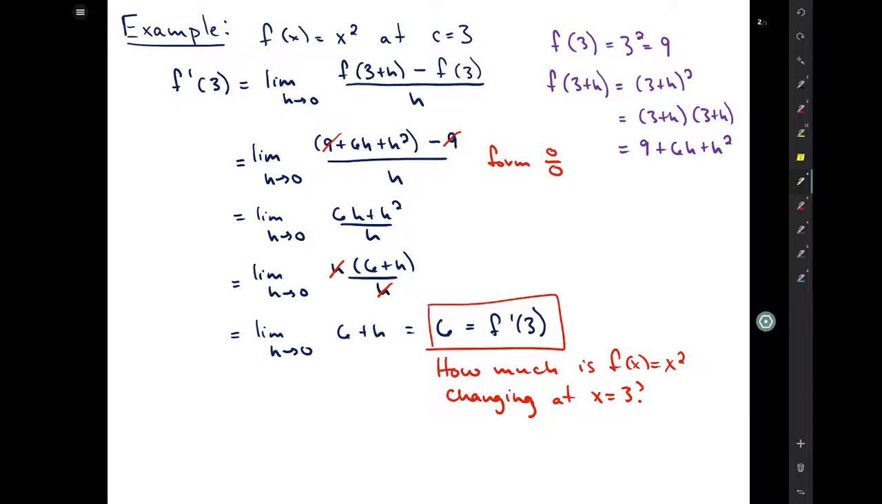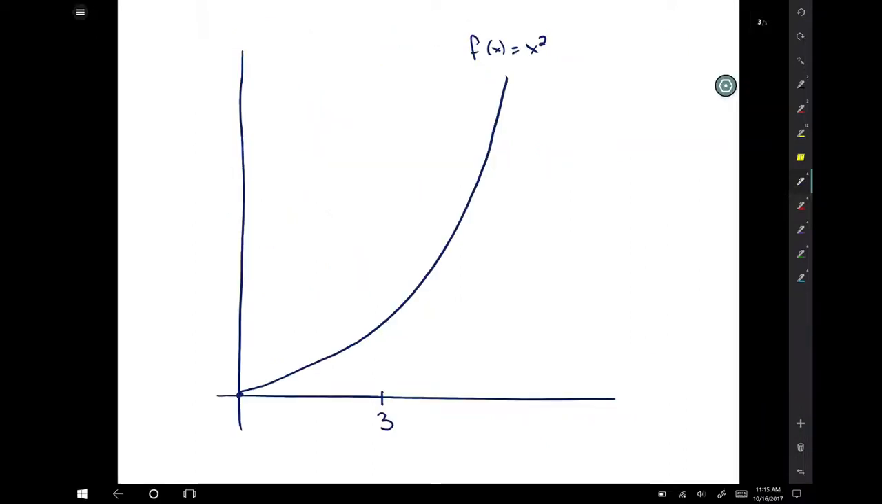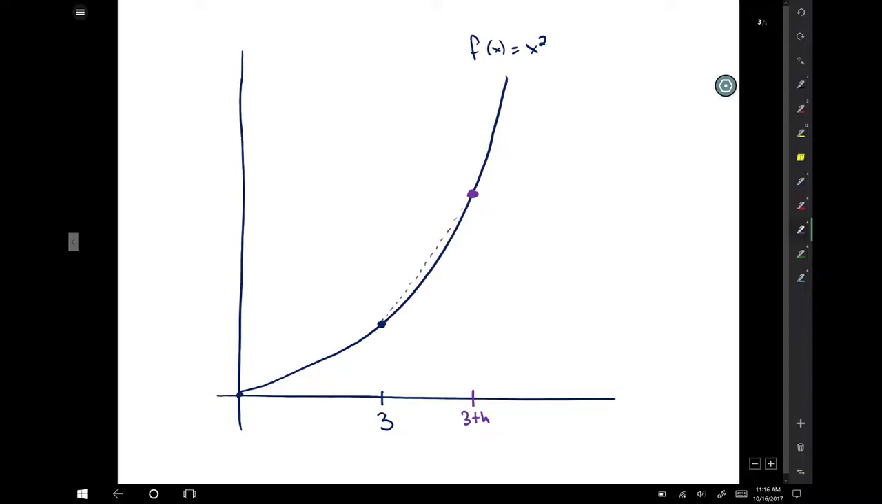So let's look at a picture. Okay, so here is my graph f of x equals x squared, and I have drawn the point 3. My graph is not very to scale, but here is the point f of 3 on the graph. And the idea is if you take a point out here at 3 plus some relatively big h, you can look at the line that goes through those 2 points, and that is the secant line through those 2 points. And you can say, what is the slope of this line?